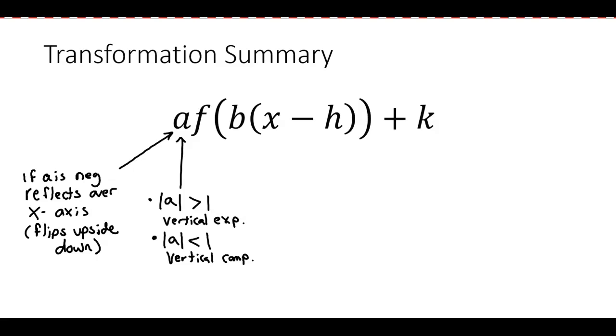All right. The b likewise has a lot of information associated with it. I'm going to use a different color. So first of all, if b is negative, then it reflects the graph across the y-axis. In other words, it flips it horizontally.